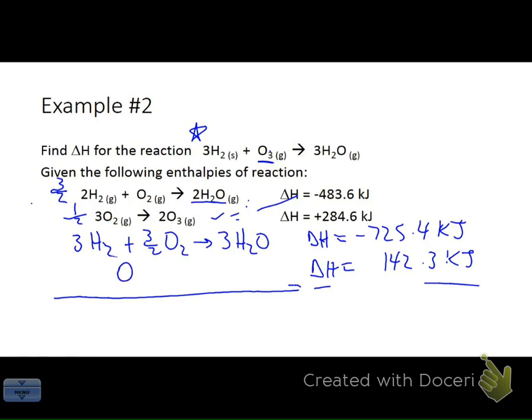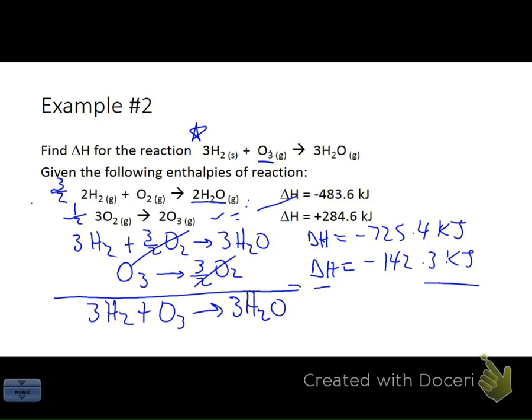That'll give us O3 and 3/2 O2, and we're back to the negative number over here. So now when we add these up, 3/2 O2 cancel, we get 3H2 plus ozone goes to 3 waters, and that's what we were looking for. The delta H for this overall reaction now becomes largely exothermic, 867.7 kilojoules.